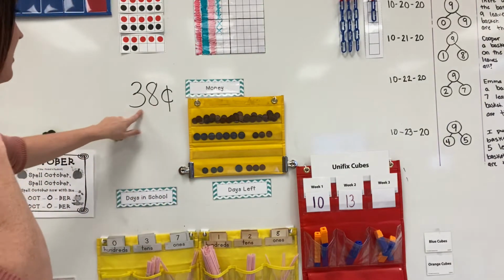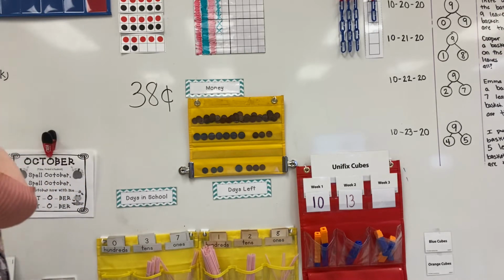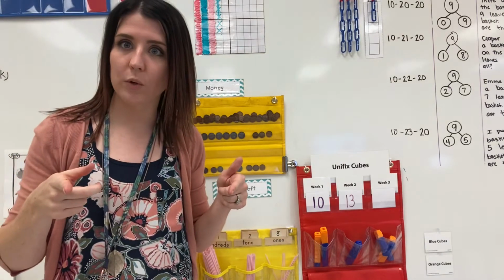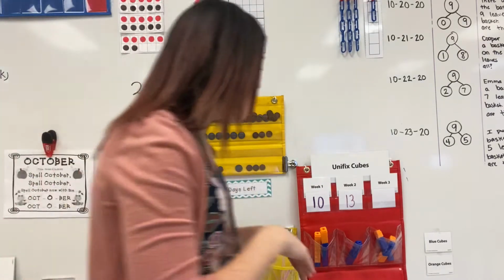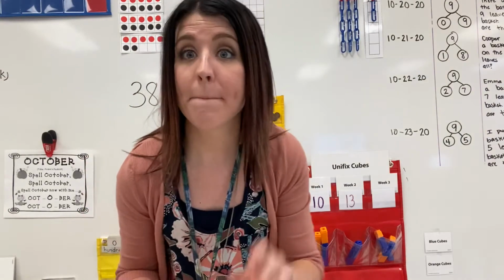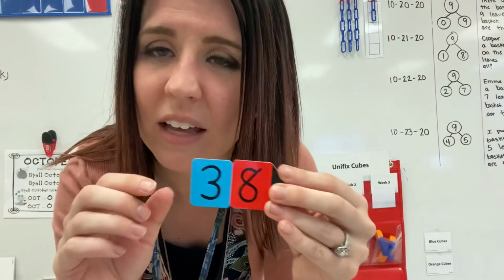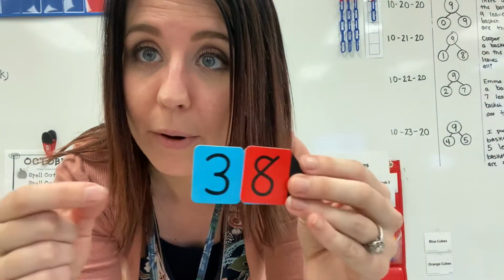Very good. Now let's take a look at the number 38. He looks a lot like a 3 and an 8, doesn't he? But is it really just a 3 and an 8? No, it looks like a 3 and an 8, but don't be tricked because he has a secret. Look at 38. That 3 is hiding something. He's not really just a 3. What do you think's gonna happen when I pull him apart and show his secret?